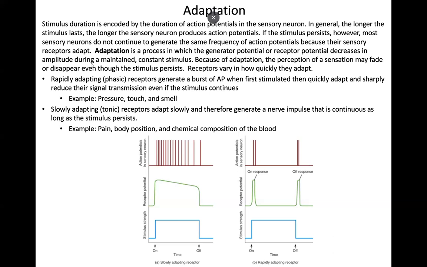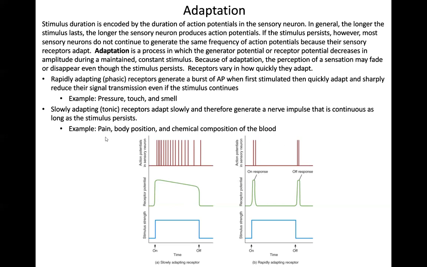For slowly adapting or tonic receptors, they adapt much more slowly. So generating action potentials still continues, and it will do so as long as the stimulus persists, although as it gets longer and longer into it, the frequency of action potentials goes down. Things that slowly adapt, as far as sensations go, would be pain, body position, and chemical composition of the blood.